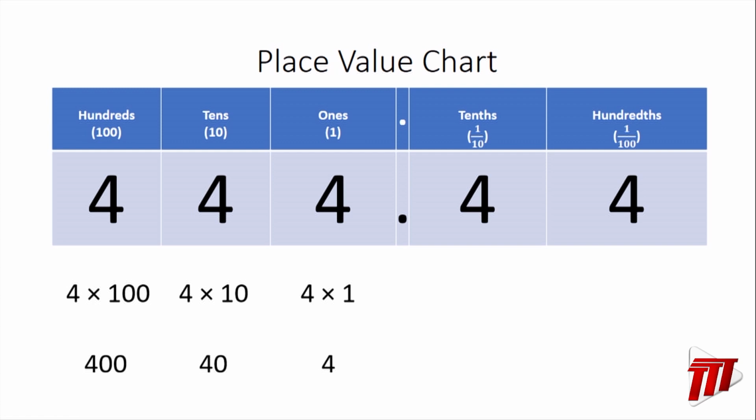Observe that the tenths place and the hundredths place have been represented using common fractions. The 4 in the tenths place is represented as 4 multiplied by 1/10, so the value of that 4 is 4 tenths. The 4 in the hundredths place, to determine its value, we multiply 4 by 1/100 and we get 4 hundredths.